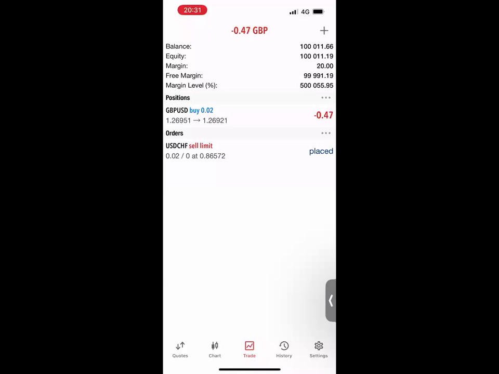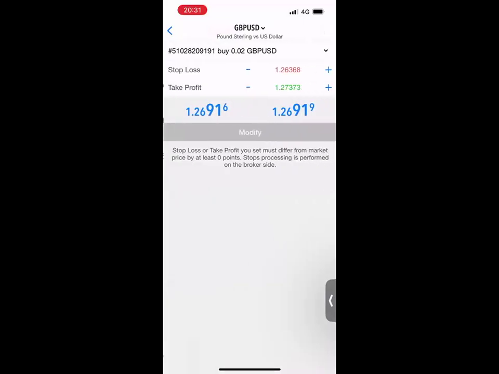So now, break even is moving SL to entry. We already know our entry is 1.26951, right? So what is your stop loss? We saw that they gave us our stop and we put it in. So we want to modify. Let's go and modify. Click your pencil. So the stop loss is what? 1.26368. Go back.